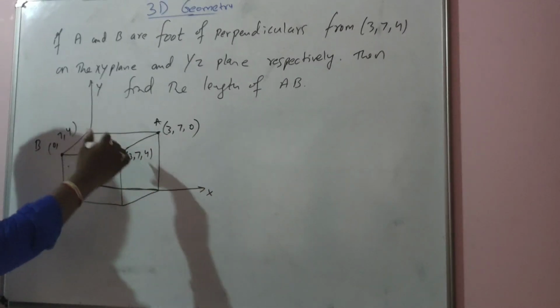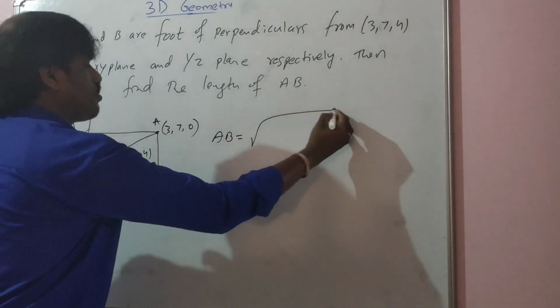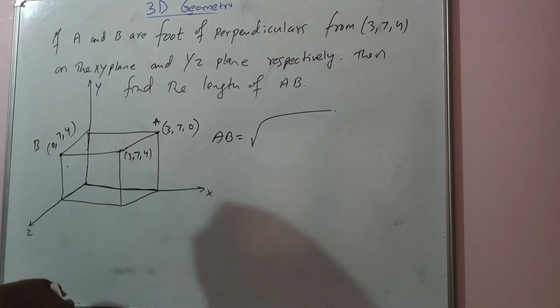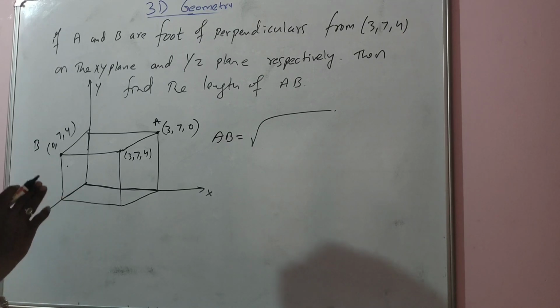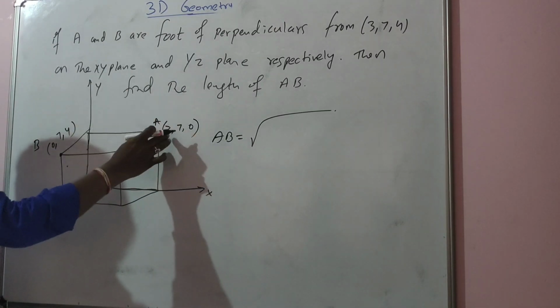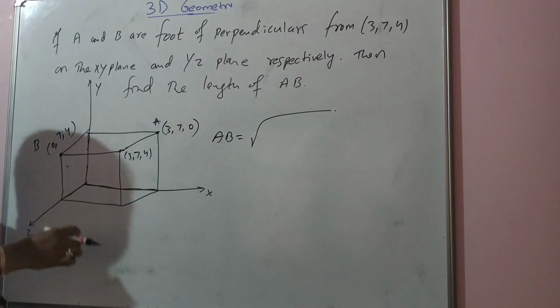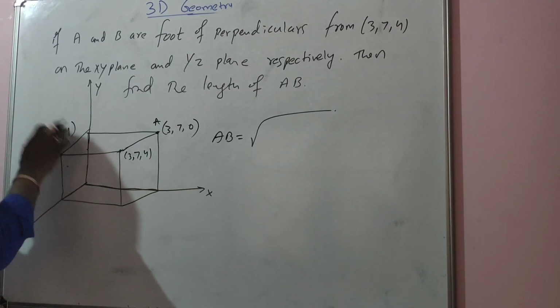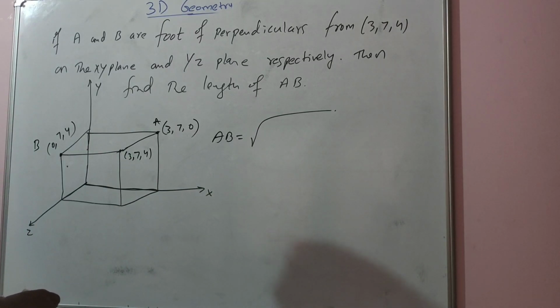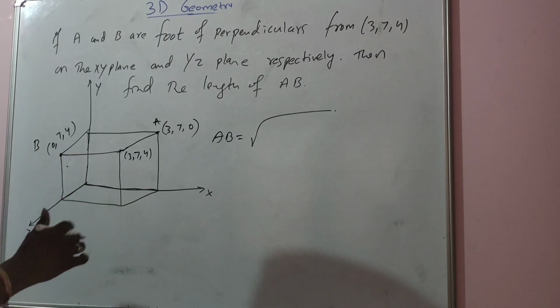He is asking to find the length of AB. Are you getting it? What is the length of AB? That is what he asked. So A and B are the feet of the perpendiculars from this point on the xy plane and yz plane. Hope you understand this point. On the xy plane, the foot of the perpendicular is (3, 7, 0) and on the yz plane it is (0, 7, 4). You need to find the distance AB.